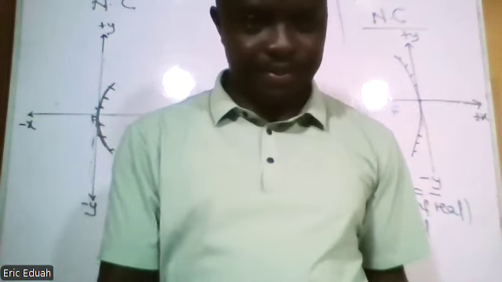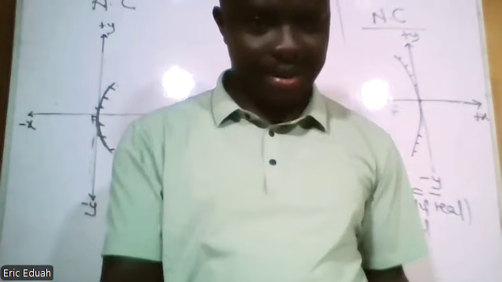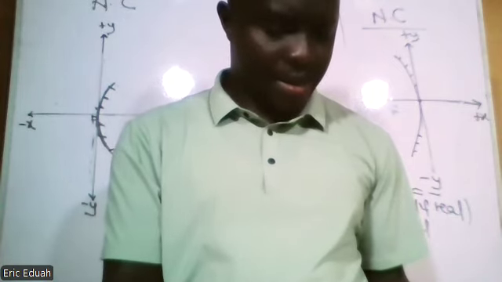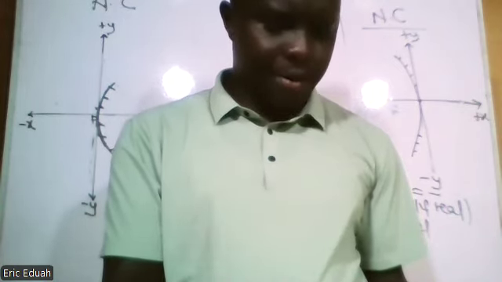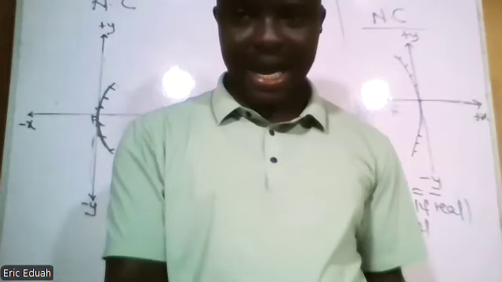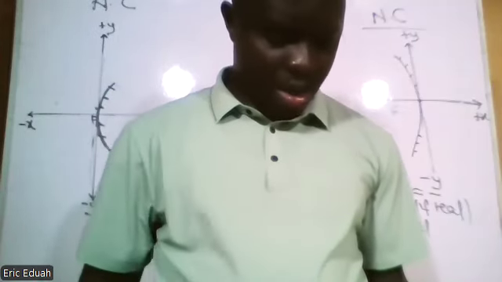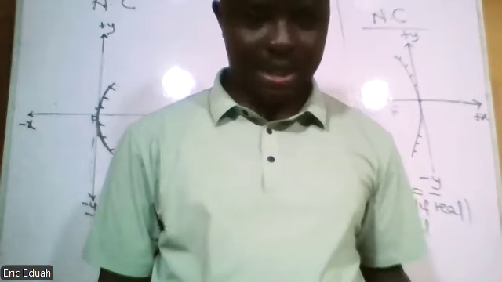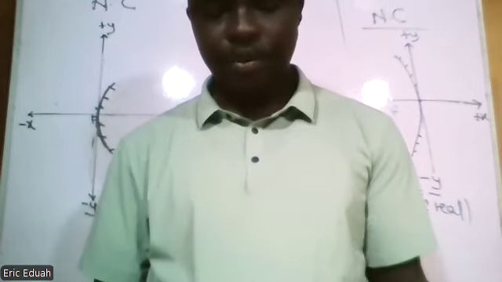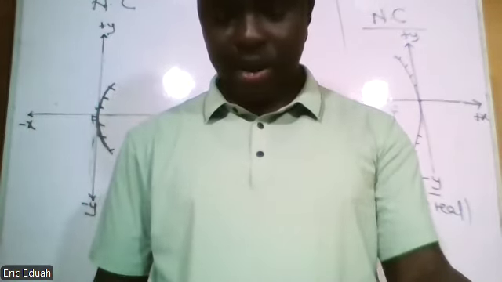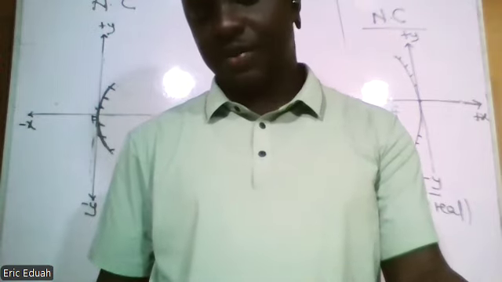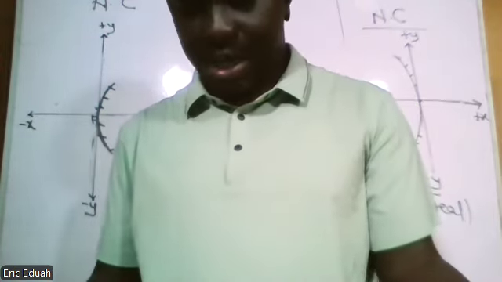Okay, so a concave mirror has a radius of curvature of 24 centimeters. A concave mirror has a radius of curvature of 24 centimeters.